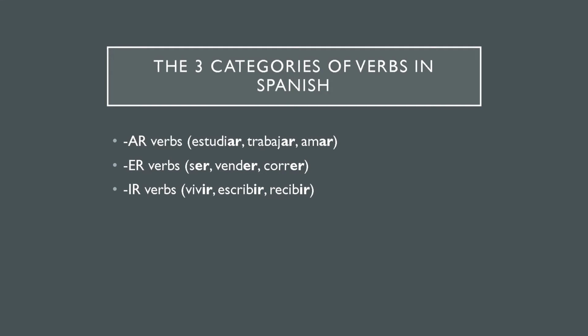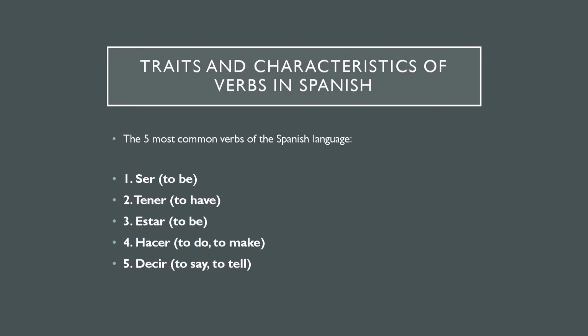For now, let's take a look at some more traits and characteristics of verbs in Spanish. So here on screen, we have the 5 most common verbs of the Spanish language. Number 1 is ser, which means to be. Number 2 is tener, which means to have. Number 3 is estar, which also means to be. Number 4 is hacer, which means to do or to make. And number 5 is decir, which means to say or to tell.